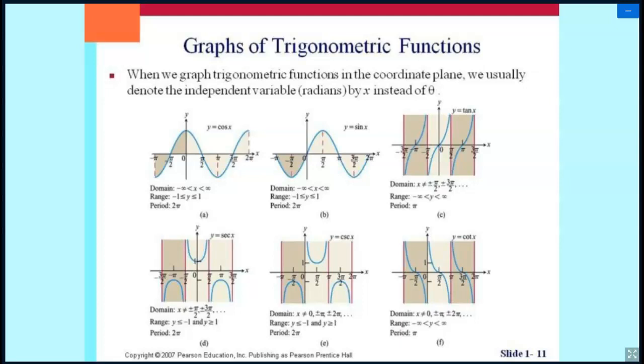The periods for sine, cosine, secant, and cosecant are 2 pi. A period means the cycle it takes to go around the unit circle. Tangent and cotangent are pi. It takes them less time to repeat their pattern around the unit circle.